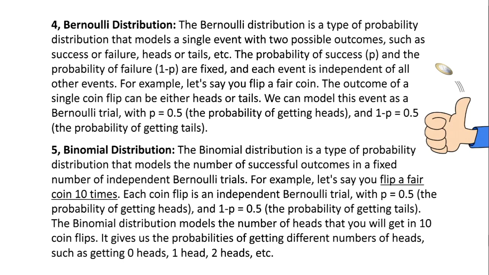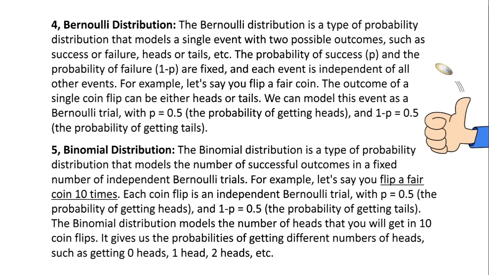For example, let's say you flip a fair coin. The outcome of a single coin flip can be either heads or tails. We can model this event as a Bernoulli trial, with p equals 0.5, the probability of getting heads, and 1 minus p equals 0.5, the probability of getting tails.